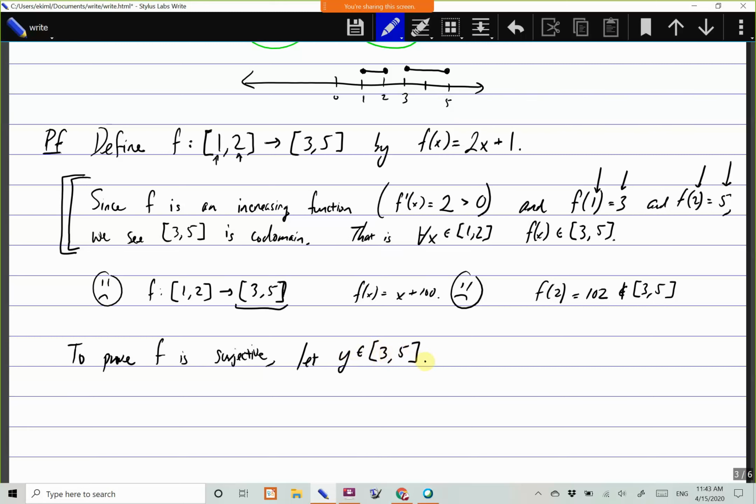You get why I've used a y. I think when I see a y, I think like, output. That's why I tend to like the variable y there for doing surjective proofs here. And then we want to show that there exists an input, and we'll call it x, in this input space, in the domain [1, 2], such that f of the input is equal to y.